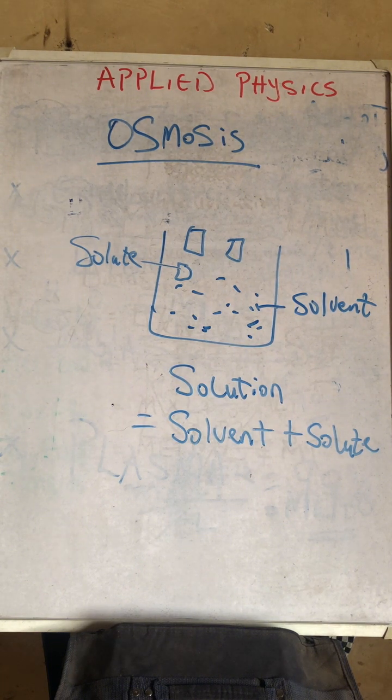Let me come again. I say it's a spontaneous net movement of solvent molecules through a selective permeable membrane from a region of what? High water potential, which is a region of lower solute concentration, to a region of low water potential, which is a region of high solute what? Concentration. So let me explain.